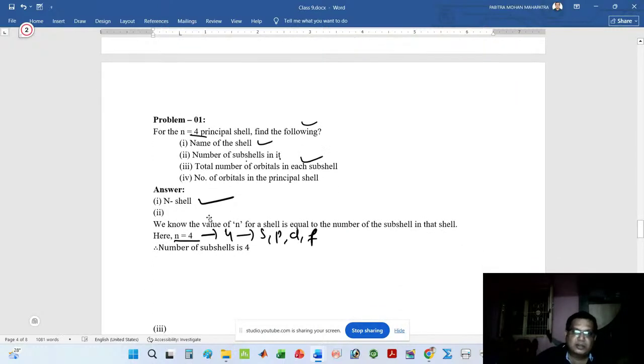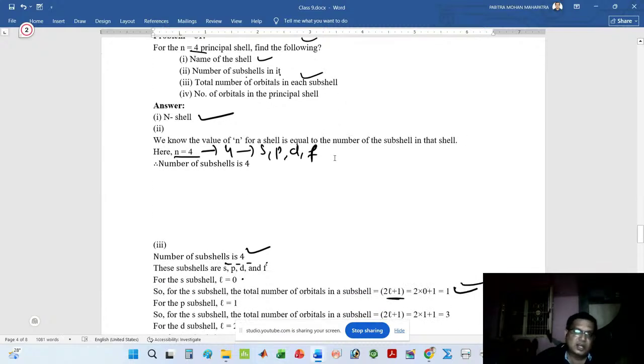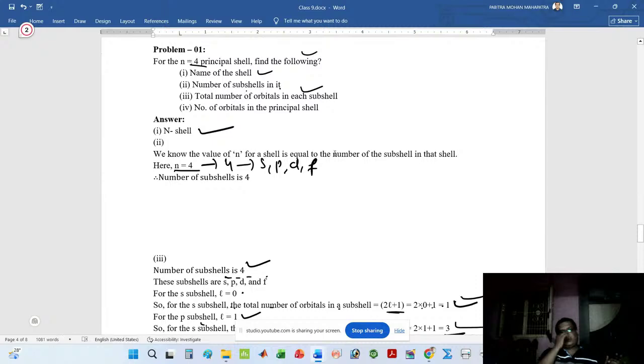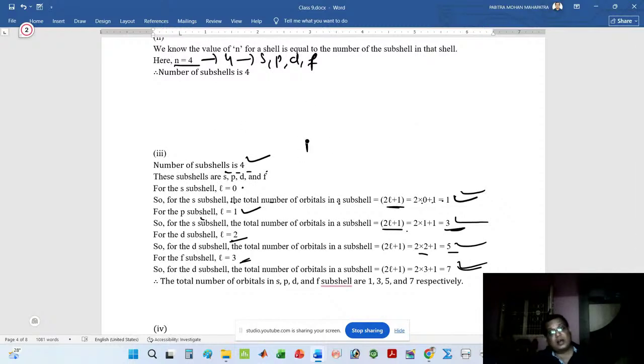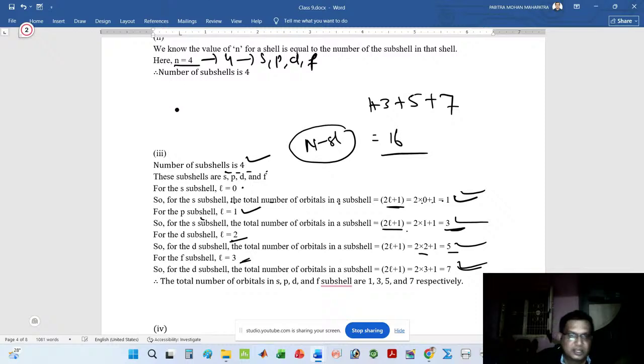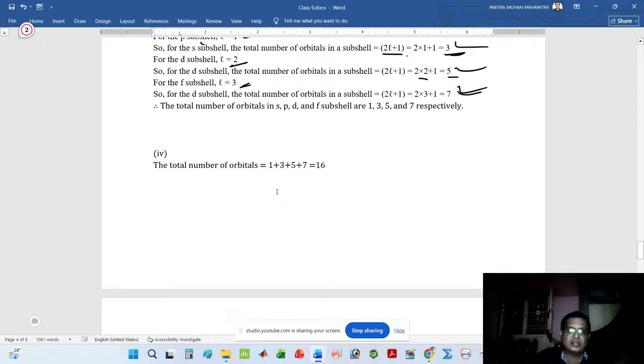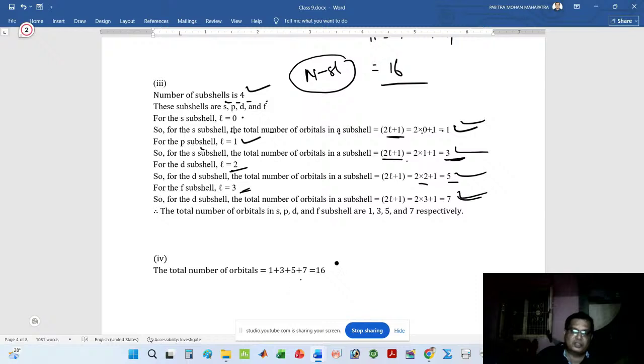So the question was the total number of orbitals in each subshell, and I have calculated that. Now the number of orbitals in the principal shell, that means think about the n shell. How many orbitals are present in the n shell? You can add 1 plus 3 plus 5 plus 7. 1 plus 3 is 4, plus 5 is 9, plus 7 is 16. So the answer is, add all the orbitals, 1 plus 3 plus 5 plus 7, that is 16.